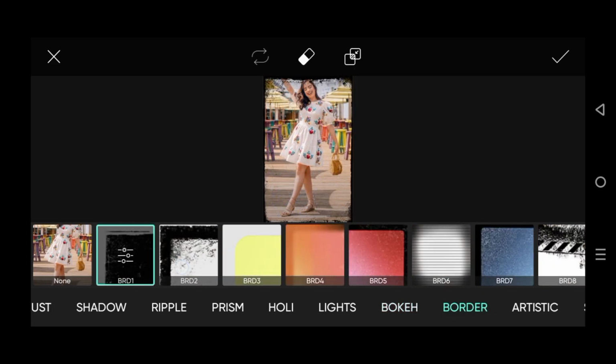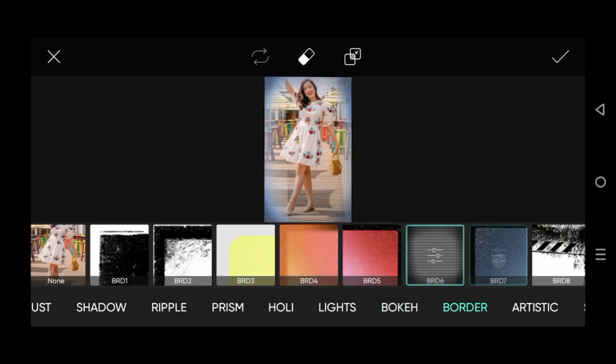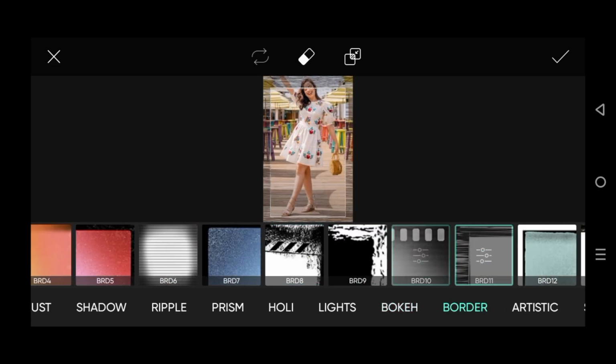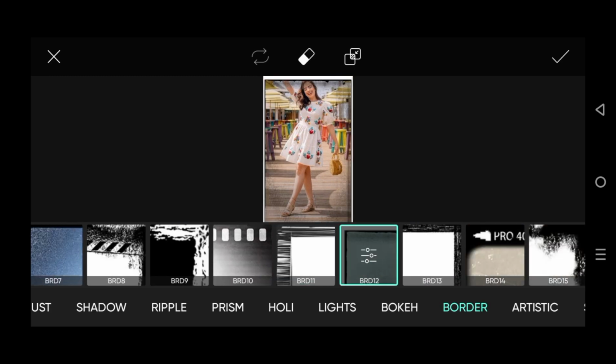That one is the borders. So here beautiful borders are going to be applied on the pictures like that one, and that has been chosen.